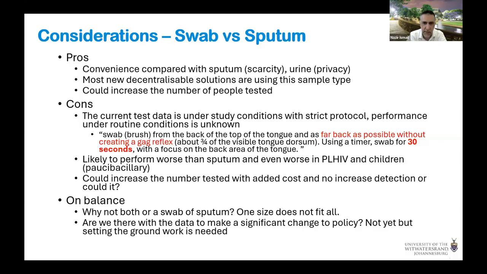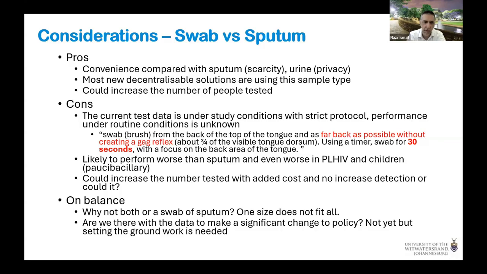They follow a very standardized protocol for performing the swab testing. And I just want to highlight, this is what's recommended on the standardized FIND protocol. So it says: brush from the back of the tongue as far back as possible without creating a gag reflex, using a timer, swab for 30 seconds with a focus on the back area of the tongue. So, not being facetious, but 30 seconds per person rubbing on your tongue is not a practical thing. So I think there are some levels of refinement needed, and true performance in the field is a little bit of an unknown in my view.